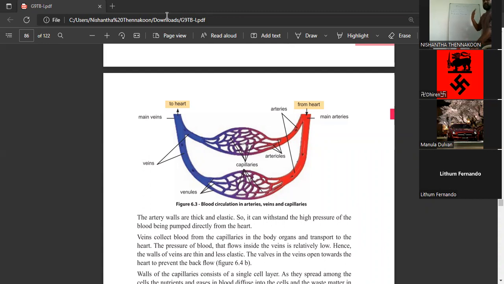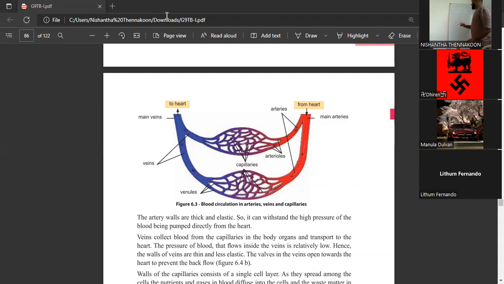Actually, the wall is very leaky in the capillaries. The things have to go out of the capillaries and then enter the capillaries, right? That's why they have thin walls. Thick walls, thin walls, and one cell.